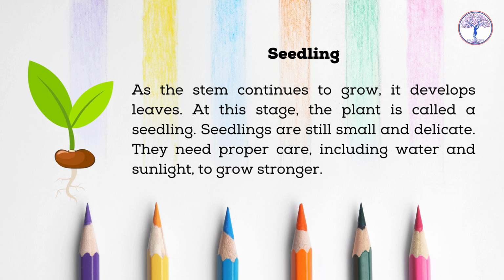Seedlings. As the stem continues to grow, it develops leaves. At this stage, the plant is called a seedling. Seedlings are still small and delicate. They need proper care, including water and sunlight, to grow stronger.